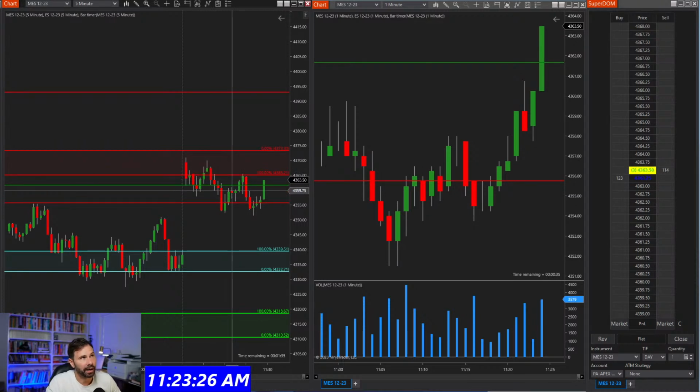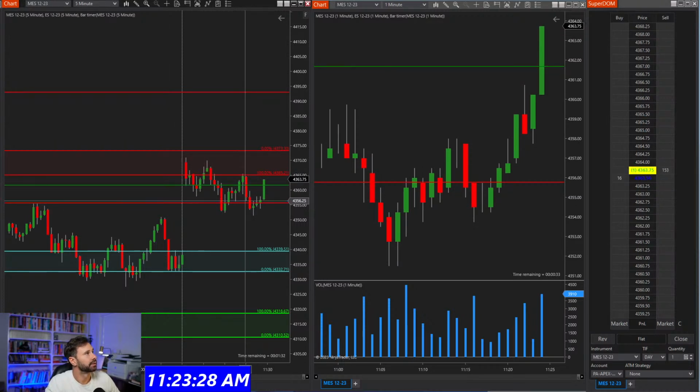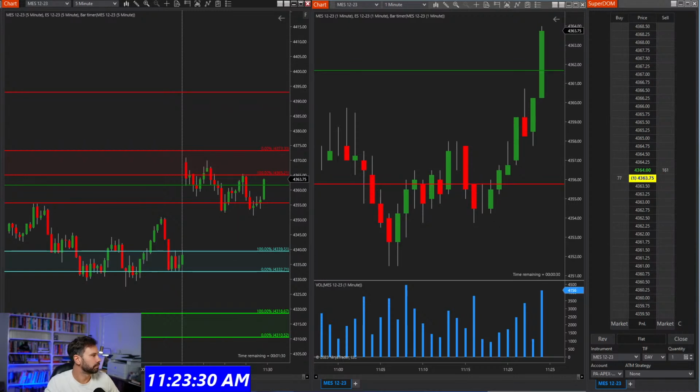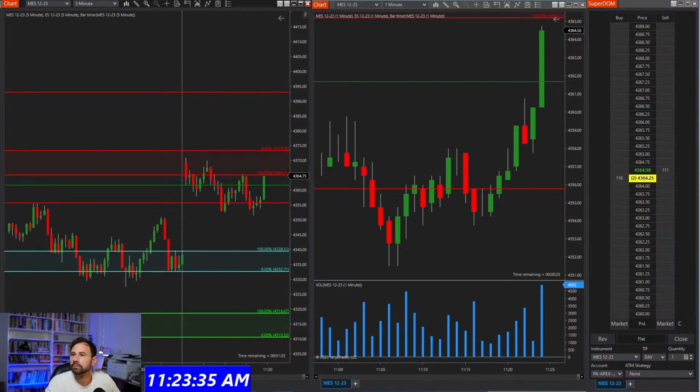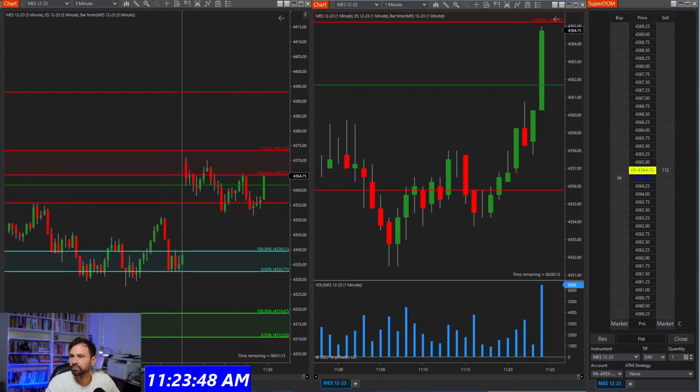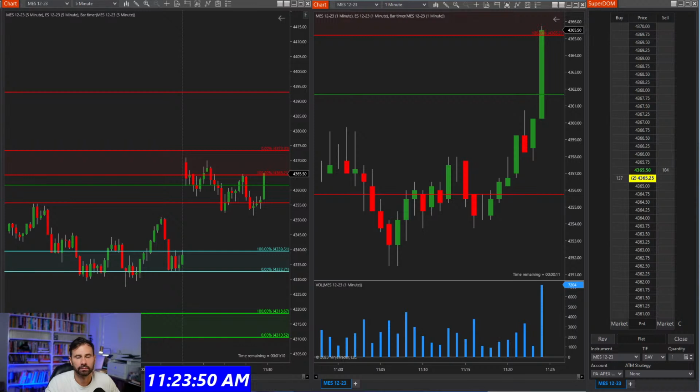So the market is not bearish, even though we're sideways here. Now we have a squeeze. A lot of buying, a lot of volume in this candle. Look at that.